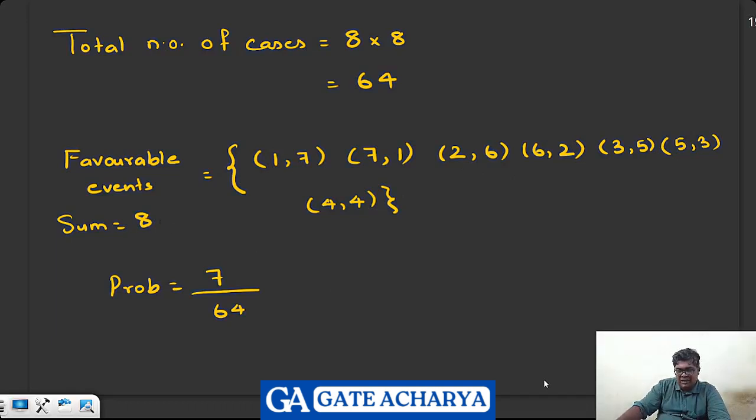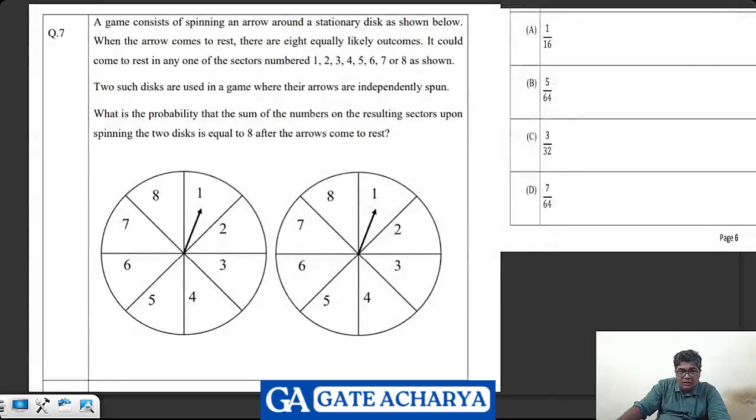So the sum should be exactly 8, right? Sum is equal to 8. They are not saying less than or at least 8 or like that. The condition is clear. So the answer is 7 divided by 64, which is option E.